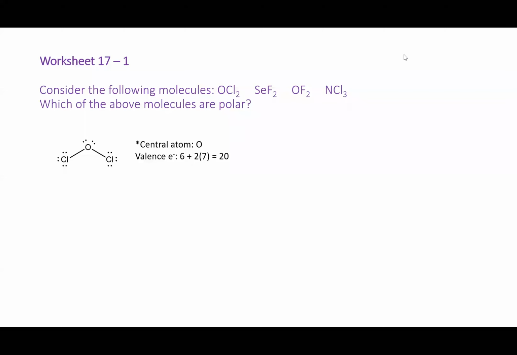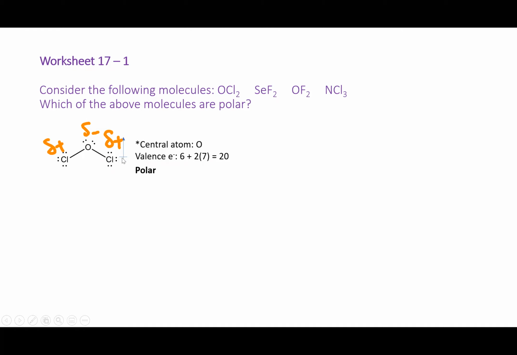So because the chlorines are less electronegative compared to the oxygen, its electron density will be pulled closer to the oxygen and away from the chlorines. So in that case, you will have a partially negative charge for the oxygen and a partially positive charge also for the chlorines. So because of this, you will actually get a polar molecule here because there is an overall dipole moment pointing up.